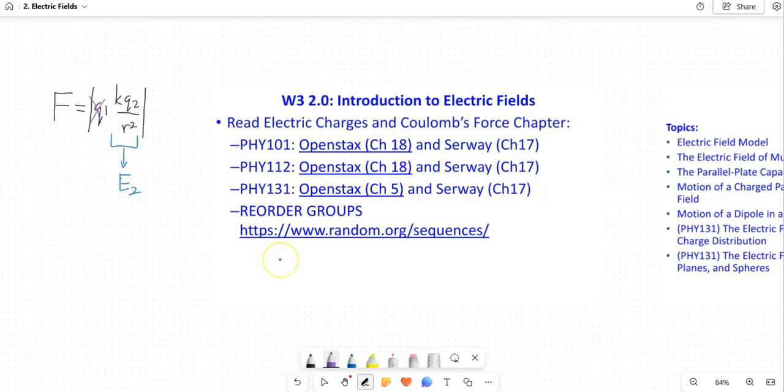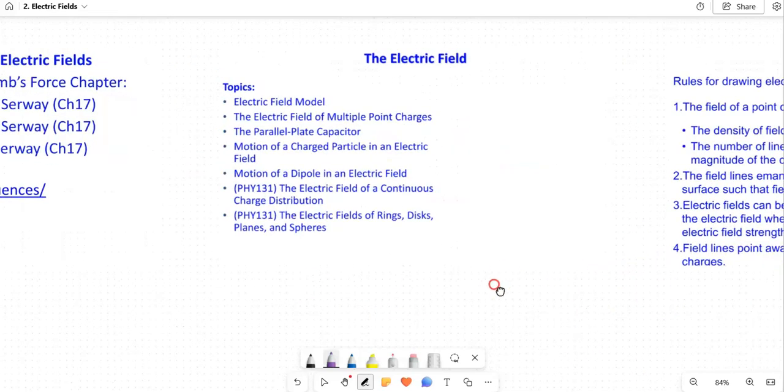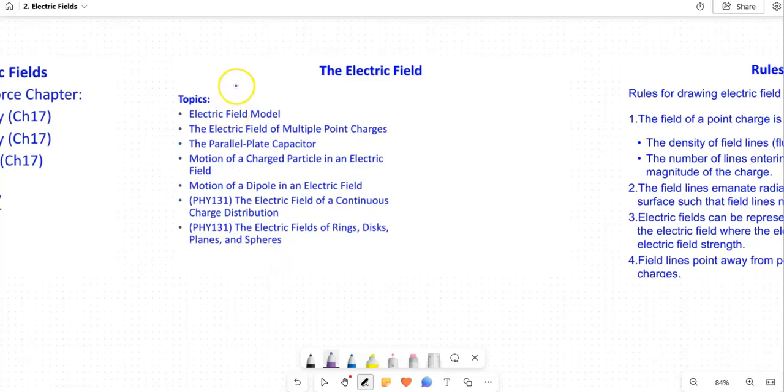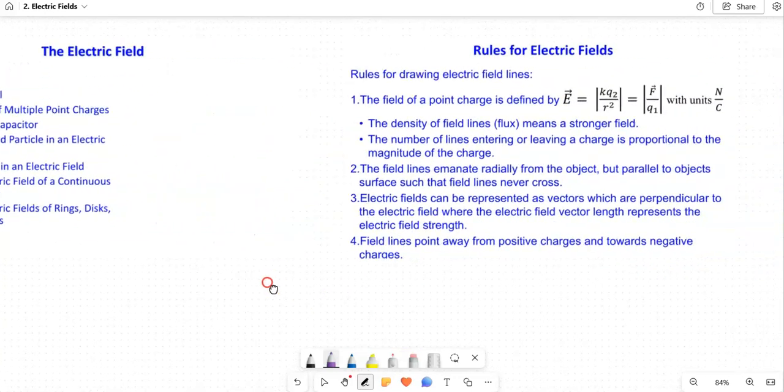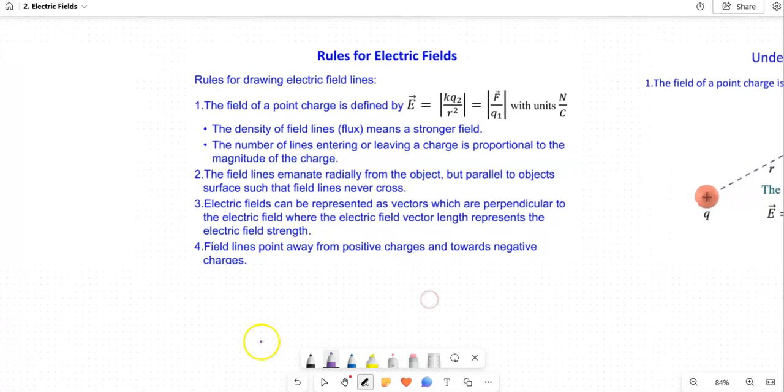Now, again, if you haven't done your reading, please do so, because there's a lot of nuances to electric fields. Okay? Now, in this section, we're going to go through all of these things. Okay? And if you're in Physics 131, we are going to later on go through continuous distribution of charges on a line, but also on areas. And even we might do a volume integral.